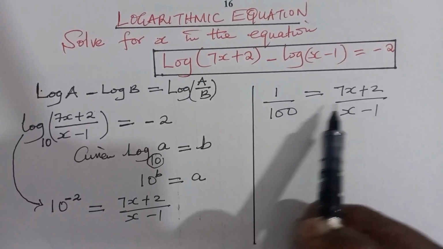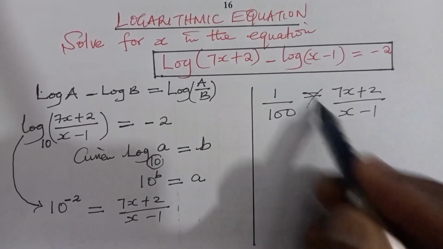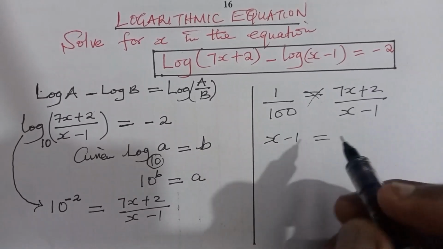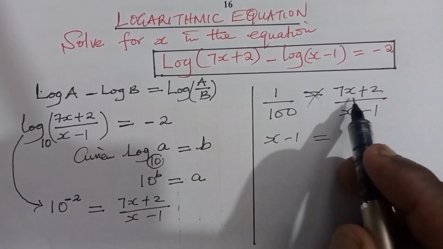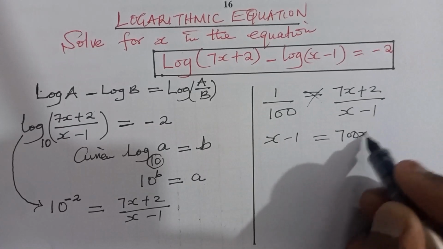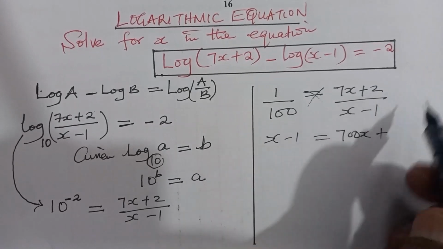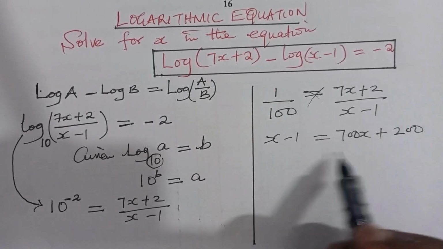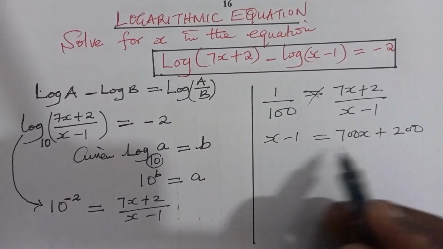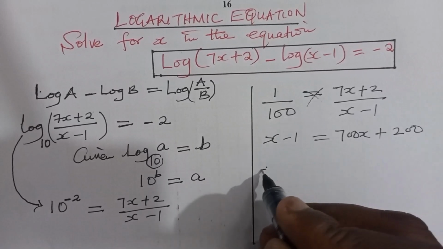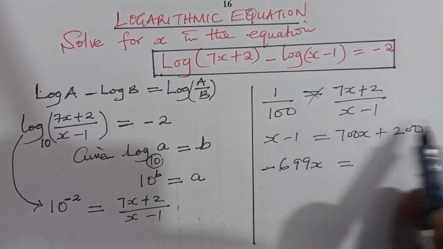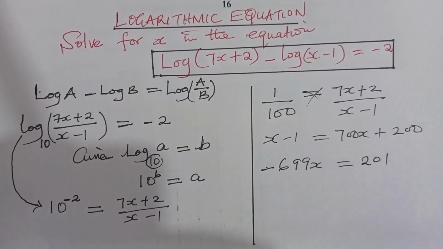Now solving for x becomes simpler, because you just need to cross multiply. 1 times x minus 1, you get x minus 1, is equal to 100 multiplied by 7x plus 2. You get 100 times 7x, which is 700x, then plus 100 times 2, which is 200. Like terms together, I will bring 700x to the left hand side. I will have x subtract 700x, which gives negative 699x, is equal to, taking negative 1 to the right hand side, 201.